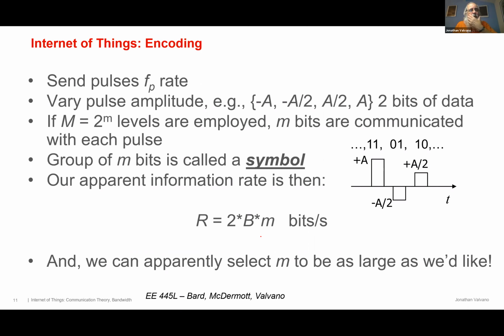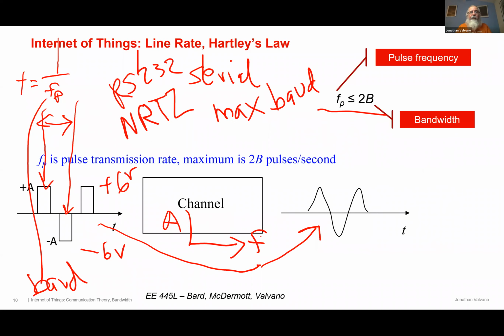How do we go faster? Better transmission lines. Okay, you can increase the bandwidth. Fair enough. Yeah, increase B. If you can increase B, you could increase F. All right, you could. What else could we do?